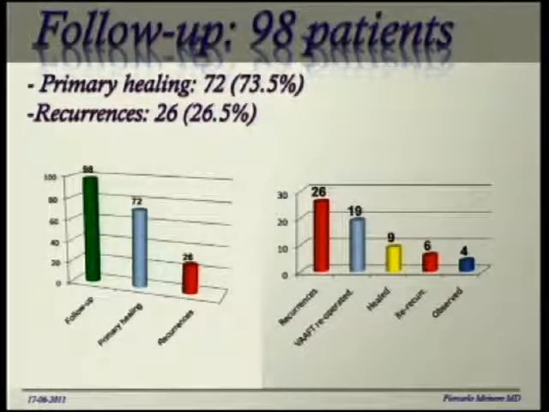Primary healing was achieved in 72 patients, about 74%, within 2 or 3 months of the operation. 26 patients, about 27%, didn't heal. 2 of the patients didn't continue with the follow-up. 19 of the 26 underwent VAFT once more, and the other 5 underwent only the cyanoacrylate injection. 9 of the 19 patients reoperated by VAFT healed, 6 have a new recurrence, and the other 4 are still under observation. The 5 patients who underwent the cyanoacrylate injection have had recurrence.